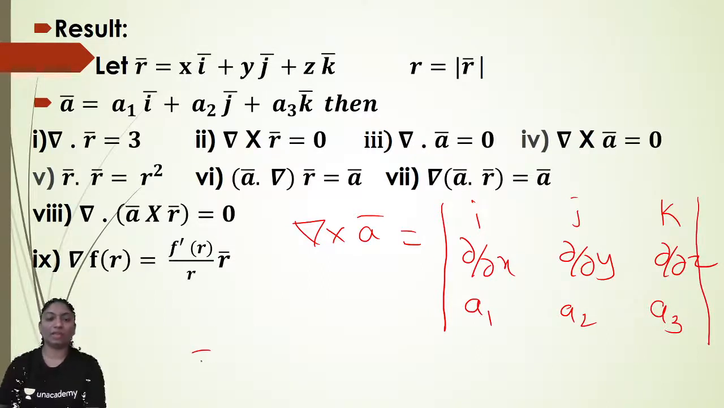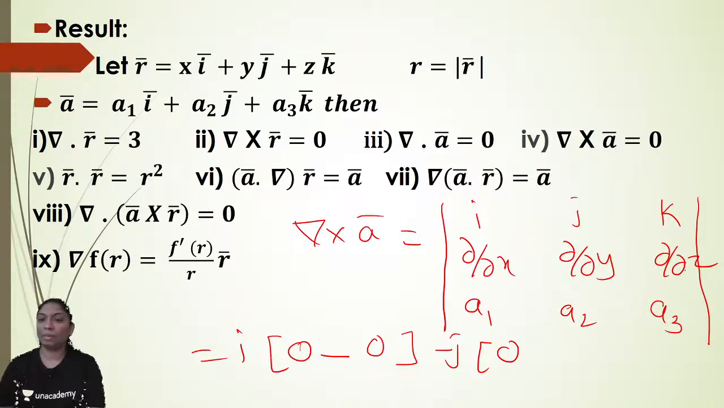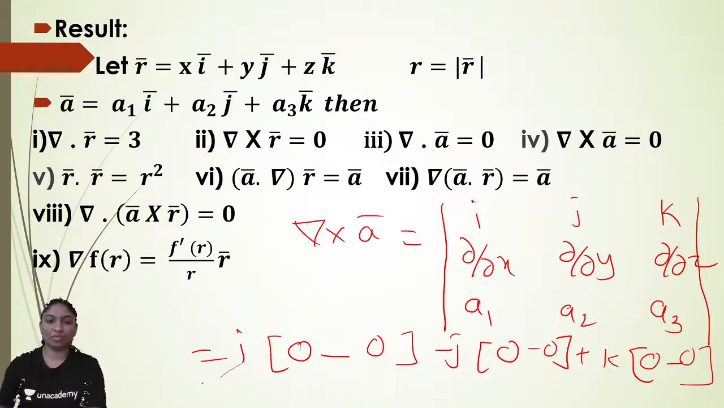So you will get i into bracket ∂/∂y of A3, that is constant, so 0 will come. Then ∂/∂z of A2, again 0, minus j into ∂/∂x of A3, 0, ∂/∂z of A1, 0, plus k into ∂/∂x of A2, 0, minus ∂/∂y of A1, 0. So ultimately you will get del cross A bar is equal to 0. Okay.